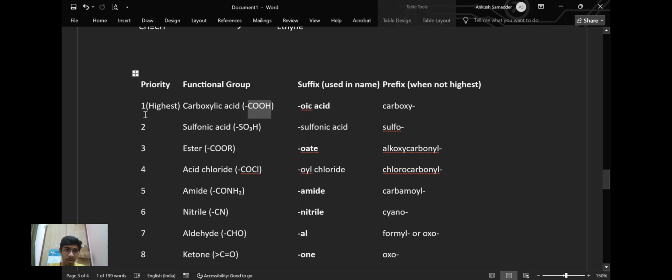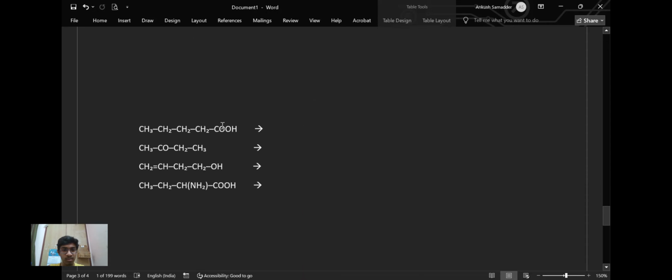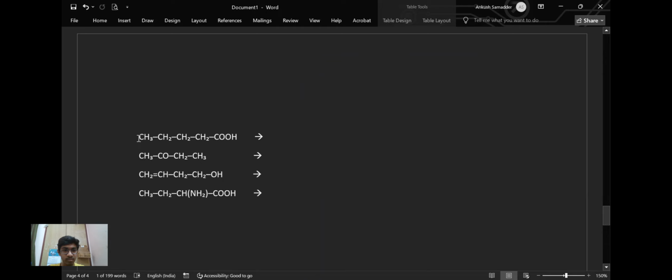You may ask why this priority table is needed. So it is actually needed while you number the carbon chain. Let me teach you how it is needed. So here you can see some examples.